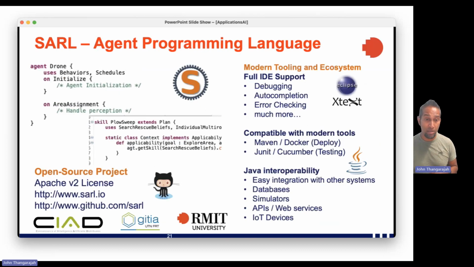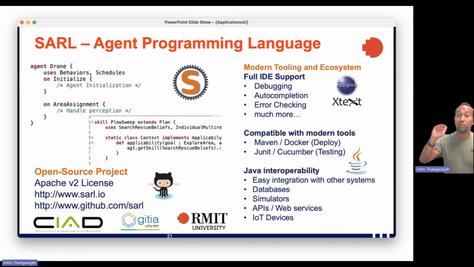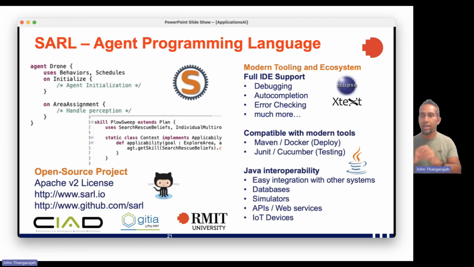Similarly, SAL is an agent programming language specifically catered for multi-agent systems. It sits on top of Java, right? And it also uses all the standard software engineering tools. So think of it as another level of abstraction, right? Another level of abstraction that allows you to implement multi-agent systems.